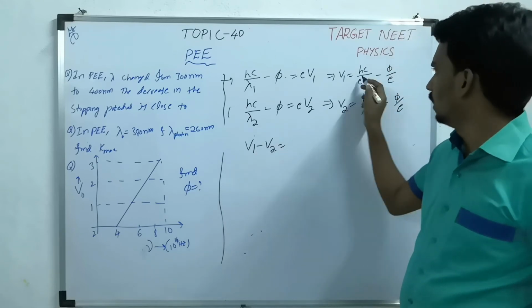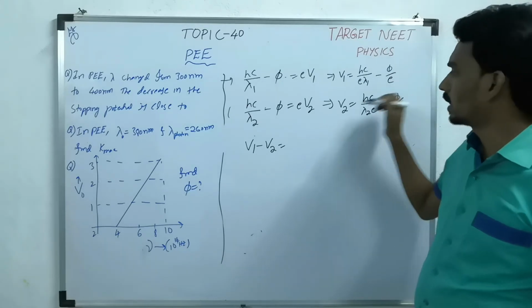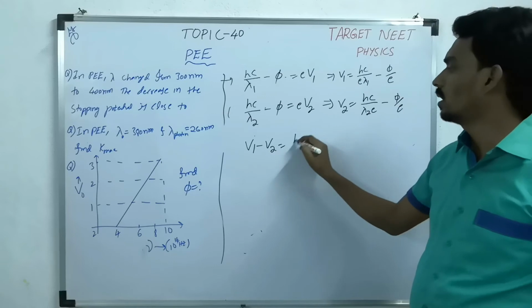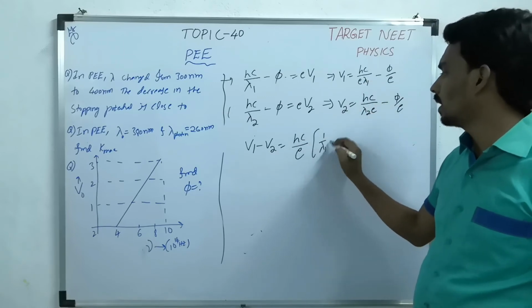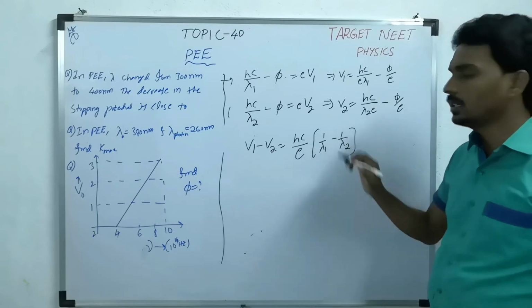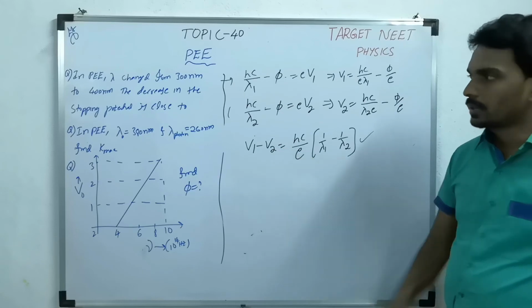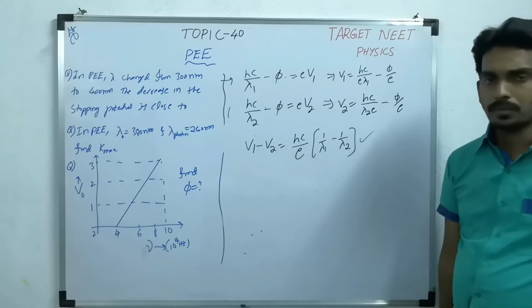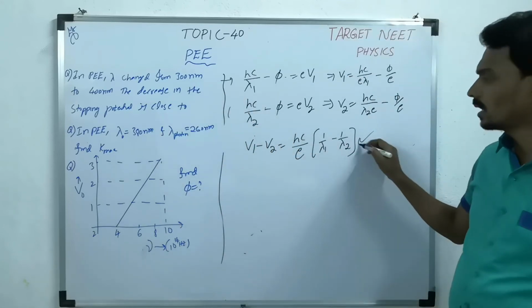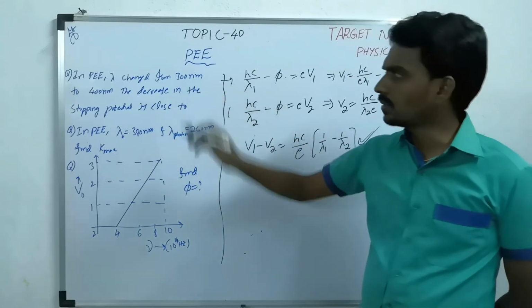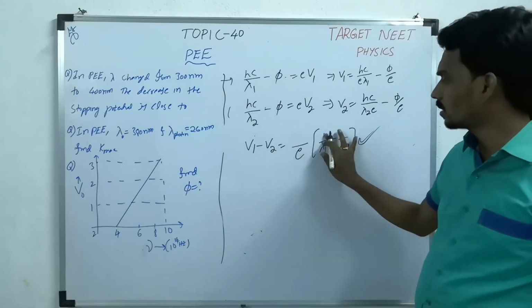Now V1 and V2, this is minus phi by e, minus phi by e, both get cancelled when you subtract. So hc by e is common: 1 by lambda 1 minus 1 by lambda 2. So this is the stopping potential difference as the wavelength changes from lambda 1 to lambda 2, a general equation. But there they have given the values of lambda 1 and lambda 2.